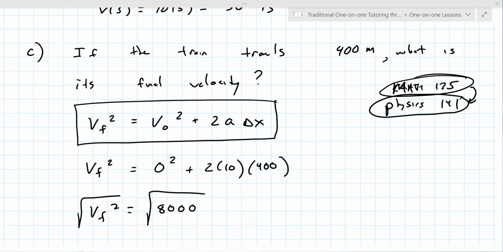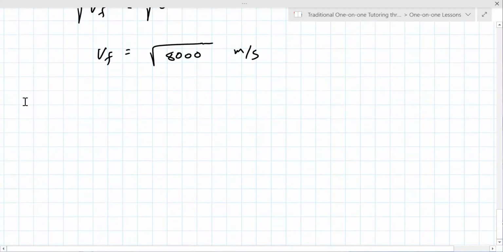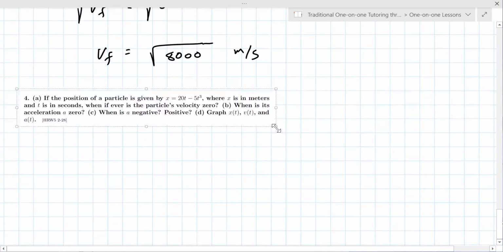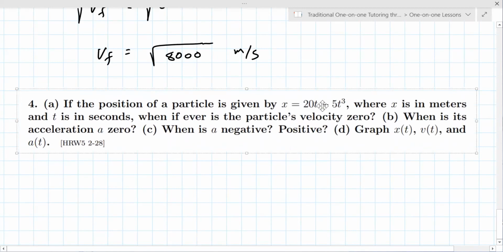All right, so here's another question. This might be easier because of the stuff you've been doing in calculus. Let's grab this one. If the position of a particle is given by x equals 20t minus 5t cubed, where x is in meters and t is in seconds, when, if ever, is the particle's velocity 0?